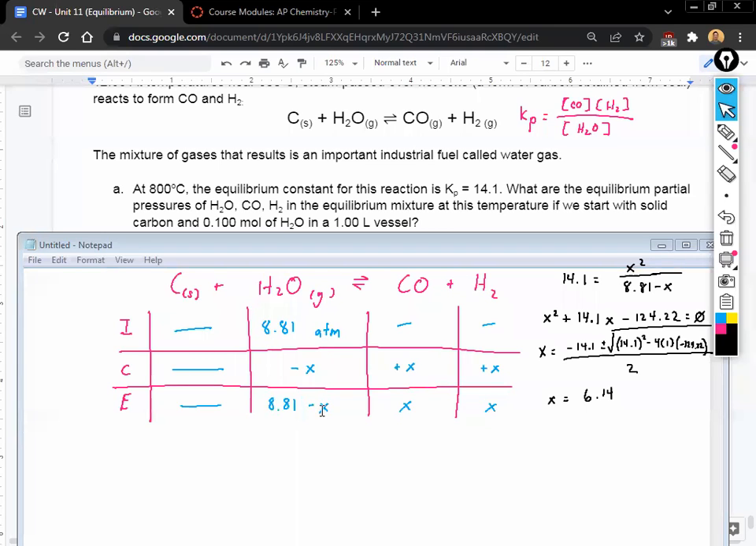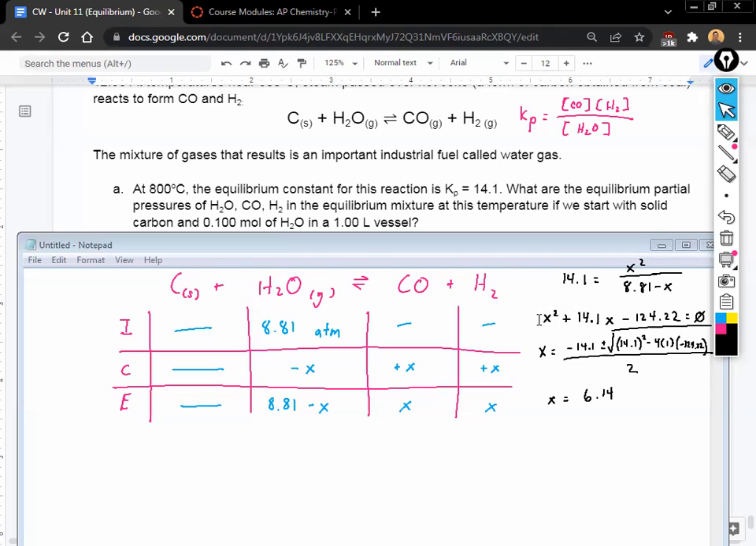So 8.81 minus x for H2O and x for CO and H2, because you're going from 0 and you got to create some product. If we use the Kp value of 14.1, we can get this equation right here. I got that using the equilibrium constant for partial pressure equation. And then if we simplify that out into a quadratic, we get x squared plus 14.1x minus 124.22 equals 0.